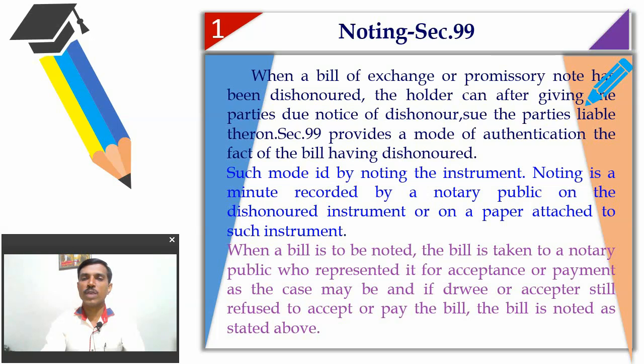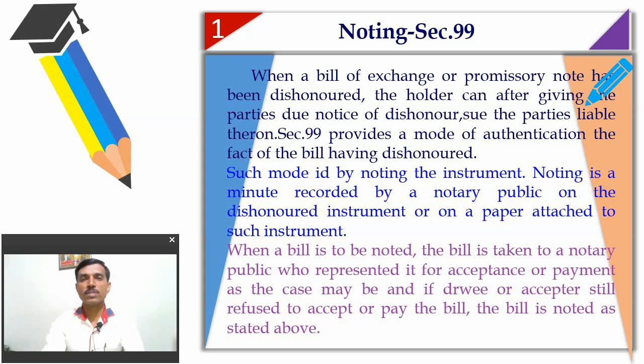So noting is the minute record made by the notary public on the dishonor of the instrument, or on a paper attached with such instrument. Noting by a notary public is called noting. When a bill is to be noted, the bill is taken to a notary public who presents it for acceptance or payment, as the case may be, and if the drawee or acceptor still refuses to accept or pay, the bill is noted as stated above.